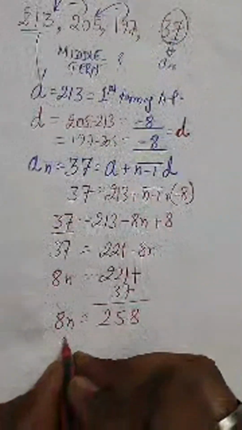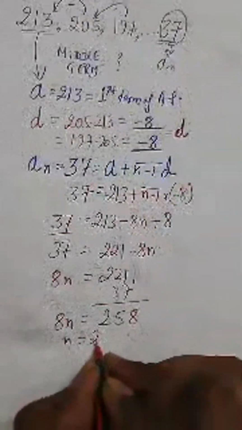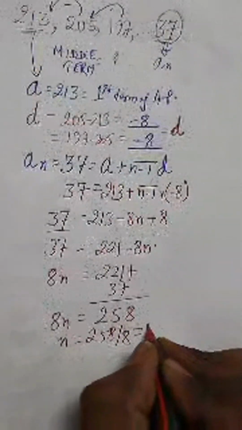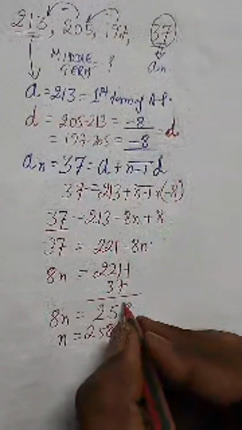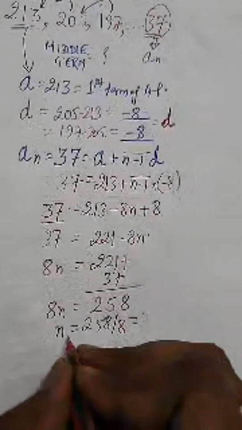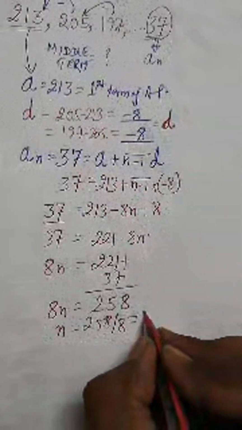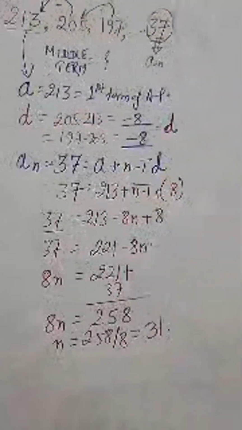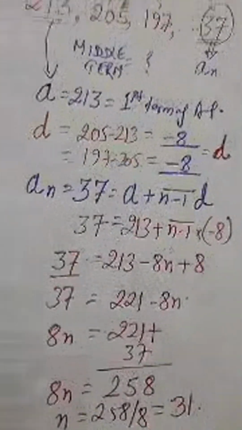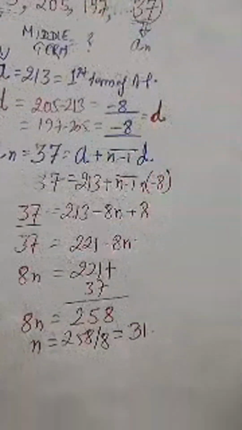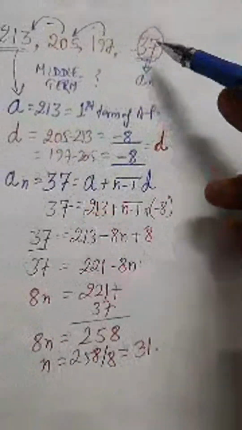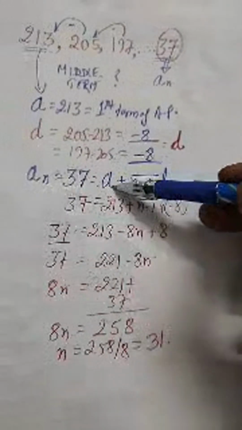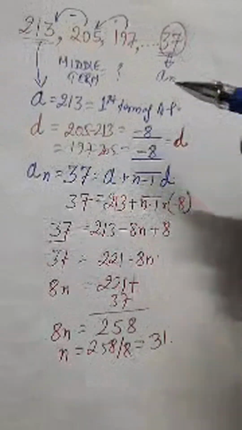This will give you the value of n as 258 by 8, which will be equal to 31 something, right? So here we can do one thing. 37 is the value of the nth term, and A plus n minus 1 into D. You just check what are the steps we do.